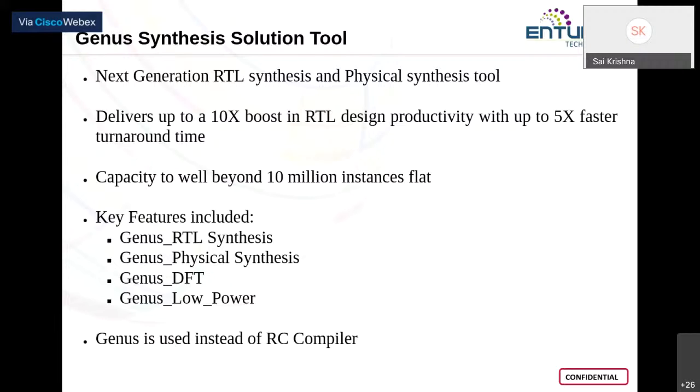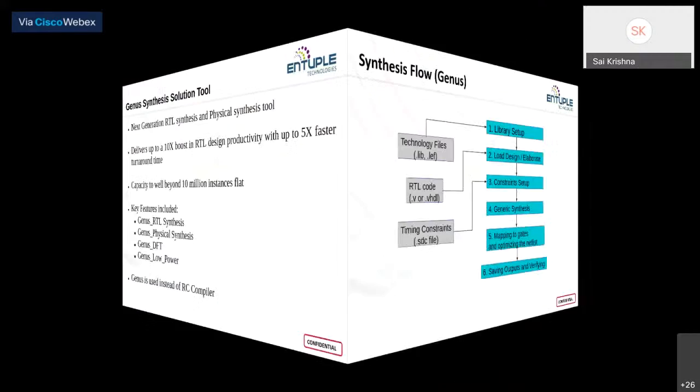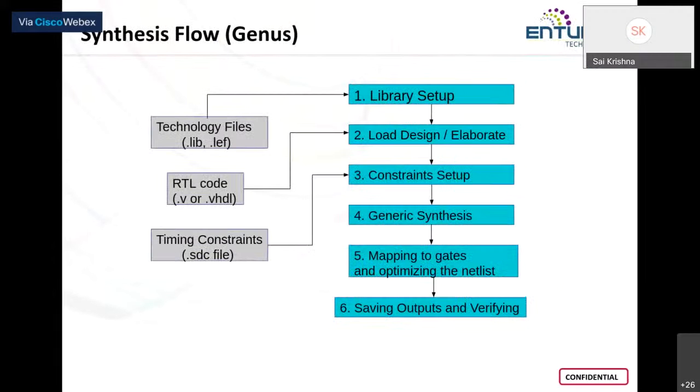Next, for anyone who is using Encounter, RTL Compiler and Genus are just the same. Genus is the next version. That's all. So how are you actually performing the synthesis on the tool?